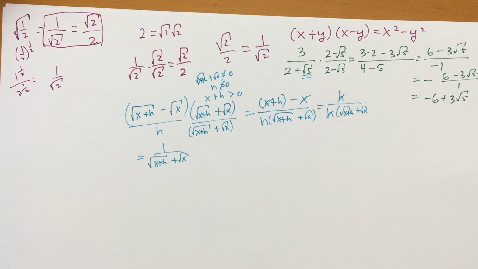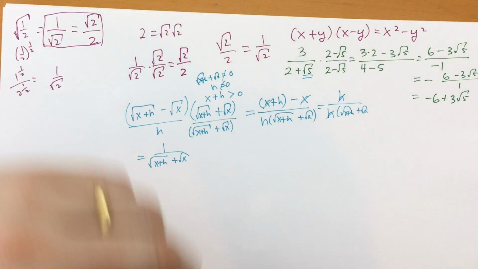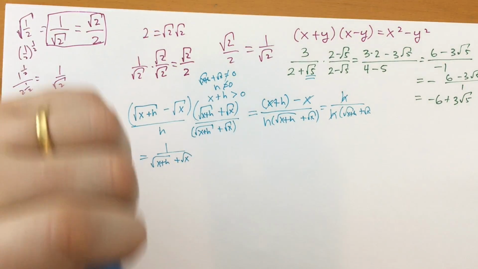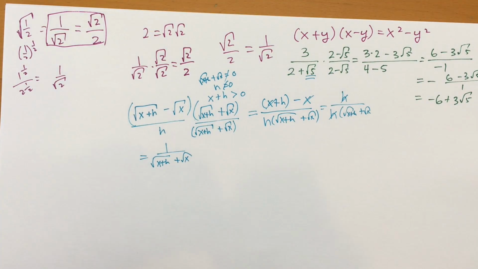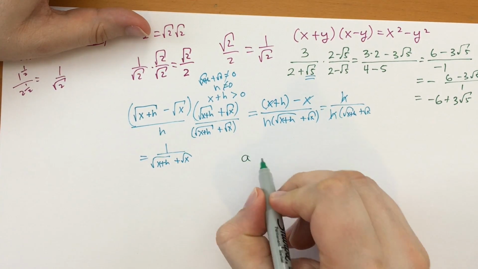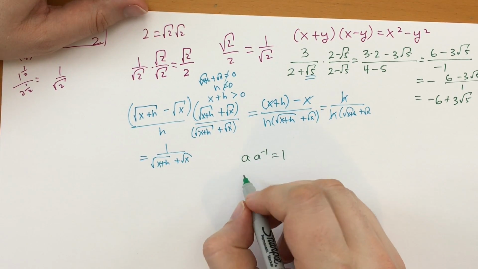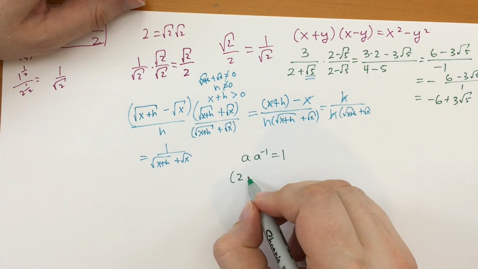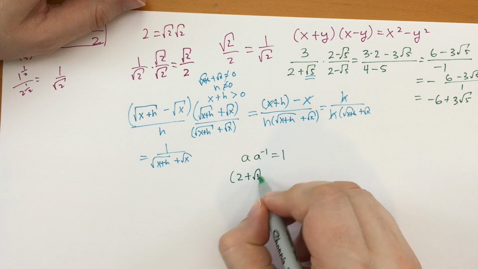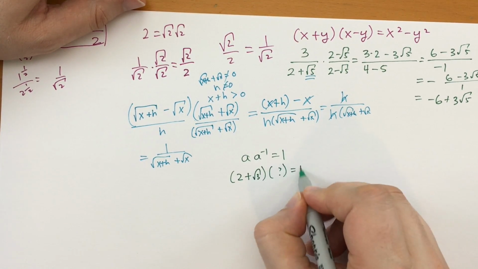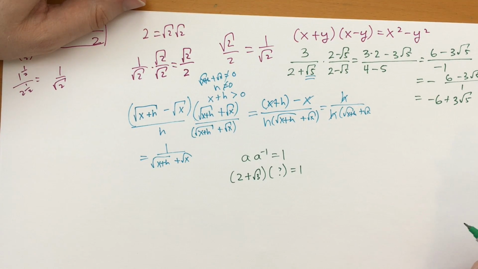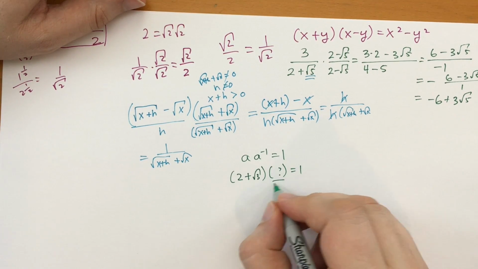Number 6, the multiplicative inverse of 2 plus the square root of 3. So let's go ahead and go over this one. What he means by multiplicative inverse is that you have some real number a, and a times a to the minus 1 has to give you 1. So in this case, we're taking 2 plus the square root of 3, and we have to multiply this by something and get back 1. So the question is, what is that number?